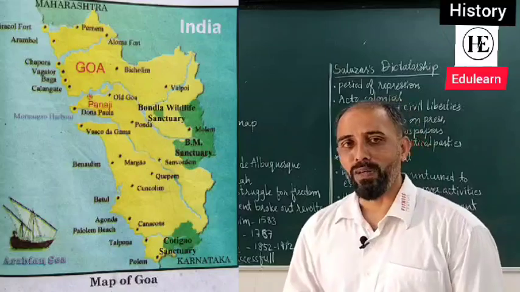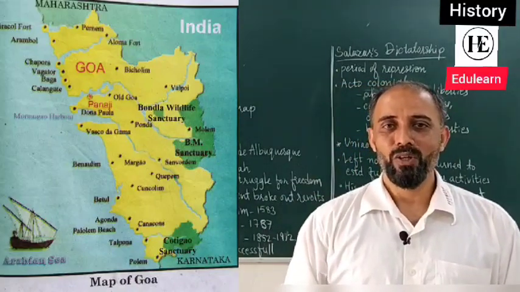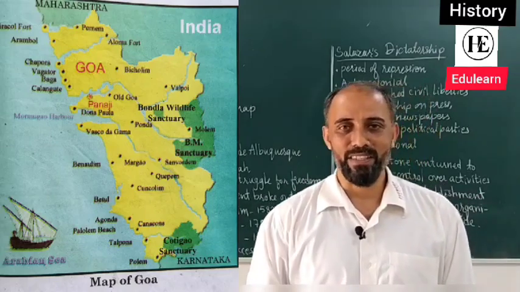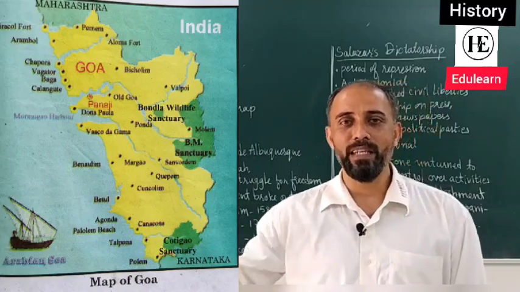Look at the map of Goa. Goa is the smallest state of the Indian Union. We got statehood on 30th May 1987. Earlier, we were a Union Territory along with Daman and Diu.